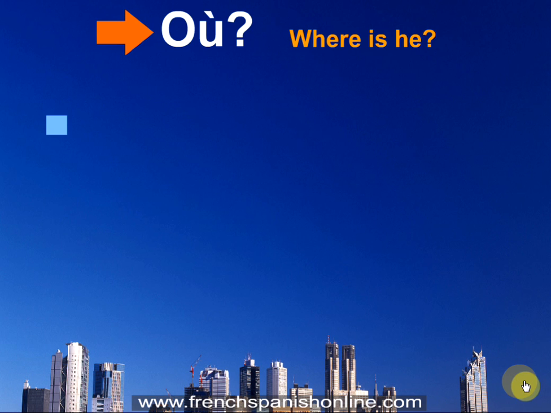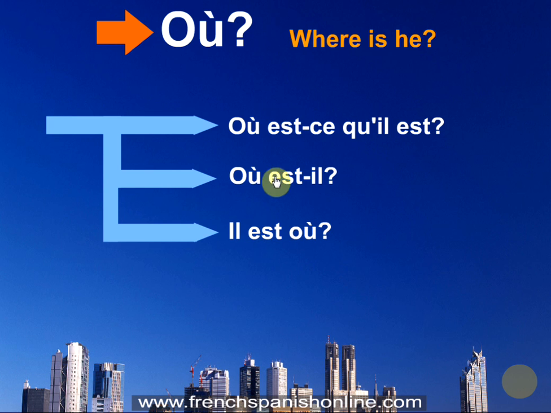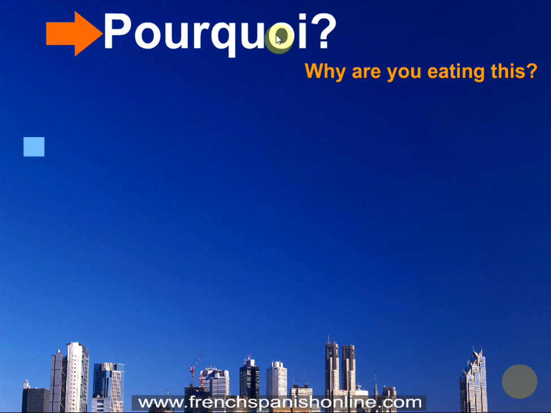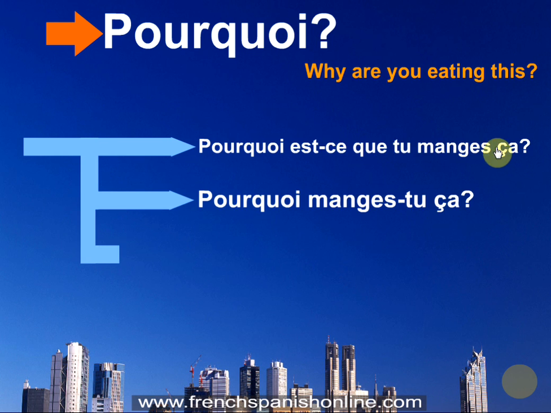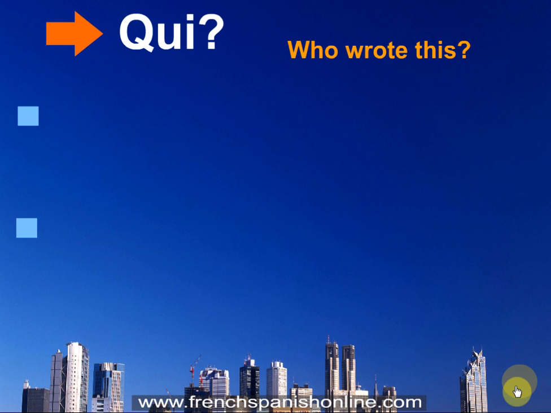Okay, the interrogative word où to translate where. Where is he? We have also three possibilities. Où est-ce qu'il est? Où est-il? And il est où? Okay? Pourquoi? Why? Why are you eating this? Three possibilities. Pourquoi est-ce que tu manges ça? Pourquoi manges-tu ça? And tu manges ça pourquoi? Okay? Of course, we have some exceptions.